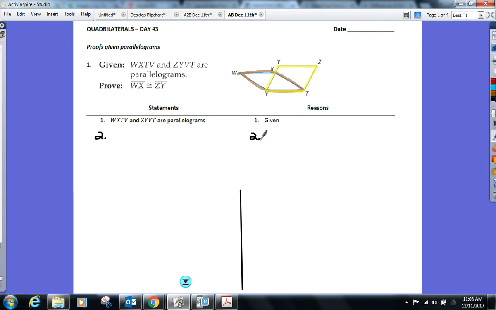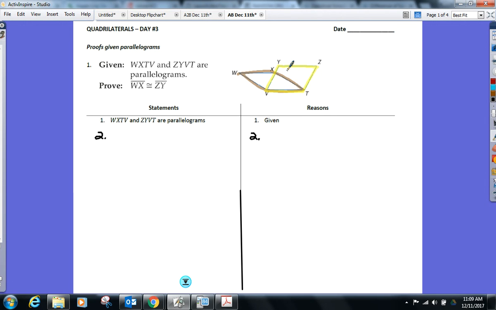Everyone take a look at what I'm asking you to prove. Side WX is congruent to side ZY. One side in one parallelogram is congruent to a side in another parallelogram. Not a 2-step proof. Not a 2-step proof. So here's where you need to know your properties right now.